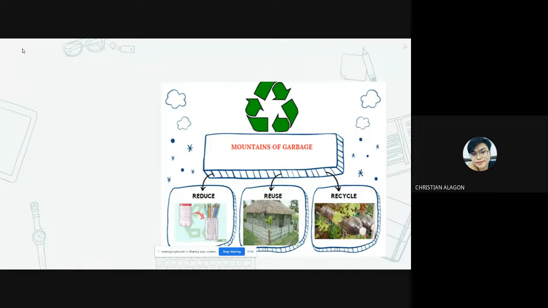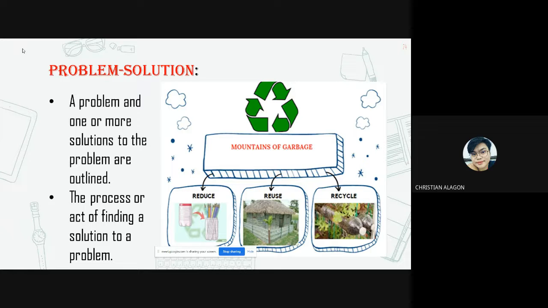So we have here also problem solution. As you can see in the picture presented on your screen, our problem is mountains of garbage, and our solution is reduce, reuse, and recycle. So, what is problem solution?